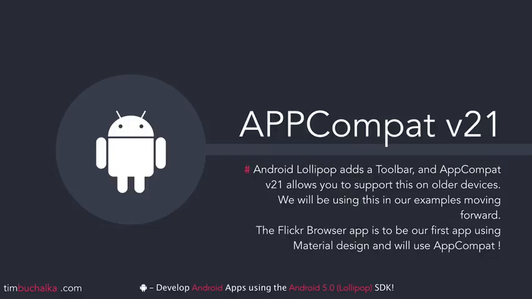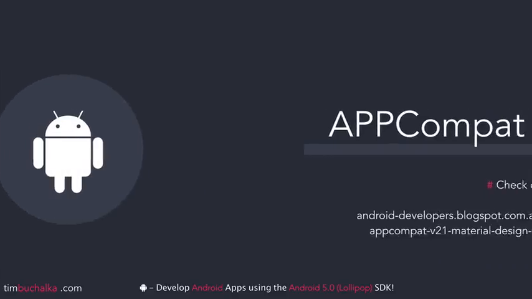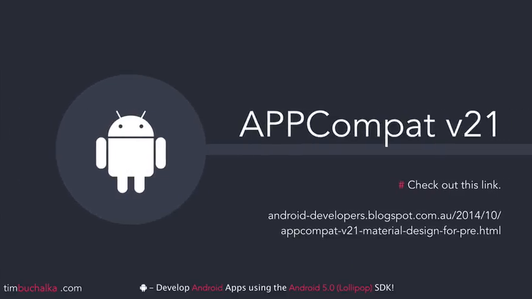So we're going to be using this in our examples moving forward. In actual fact, the Flickr browser app is our first app using material design, and it's going to be using this very library. So check out this link. I'm not going to read it out. It's quite a long one, but that's the announcement they made in October of this year. And there's more links you can go to find out more information. But we will be going through this, as I said, through the course, and we're going to be using this very library in our code to make sure that pre-Lollipop Android devices can still see the material design on their devices.